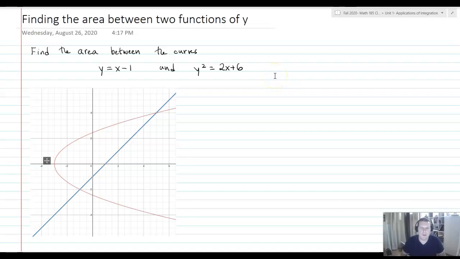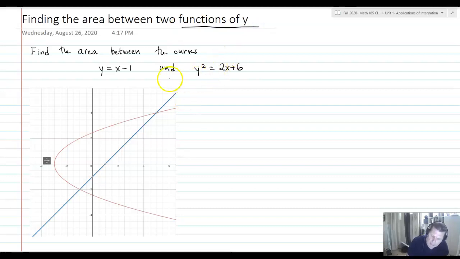So I wanted to construct a video showing how we'd find the area between two functions of y instead of two functions of x. In this case, it's just a little bit different in terms of how we visualize things, but it's basically the same process that we would use if we were finding the area between curves that were functions of x, okay? And how do we know that we want to use the functions of y rather than the functions of x?